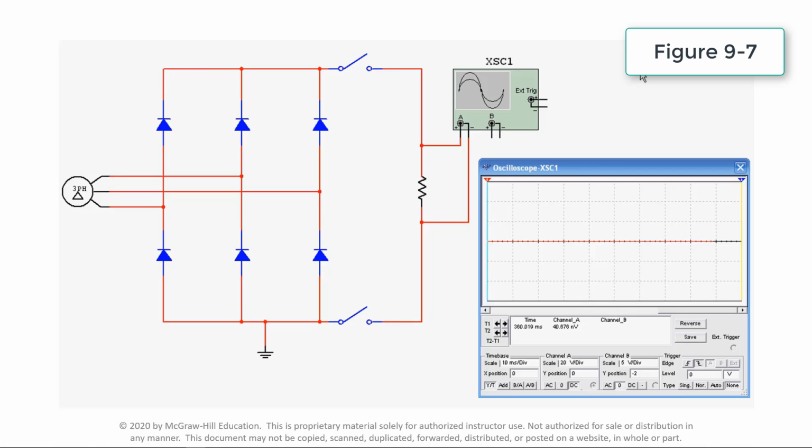Each diode conducts in succession while the remaining two are blocking. Each DC output pulse is 60 degrees in duration. The output voltage never drops below a minimum voltage level.